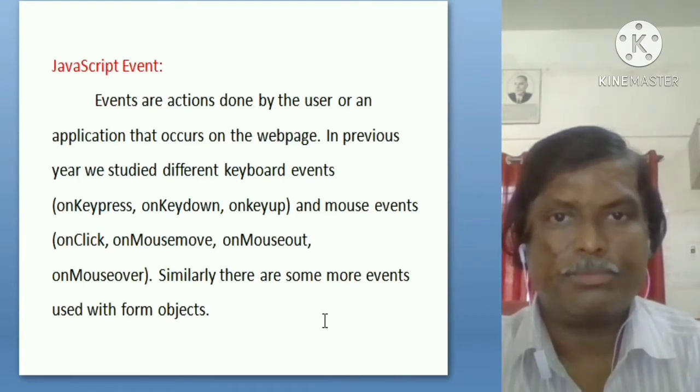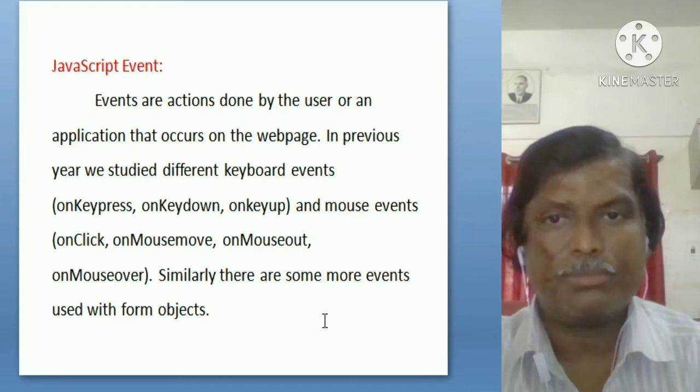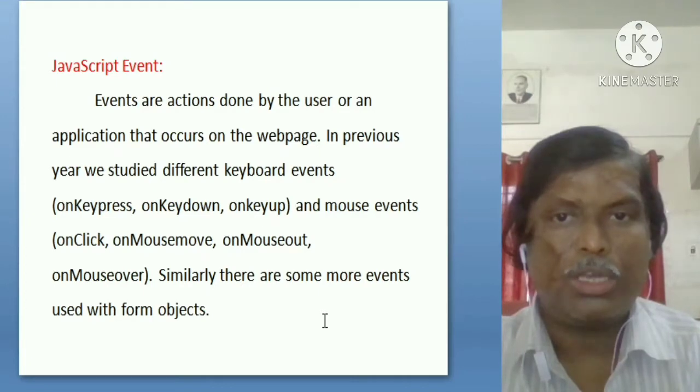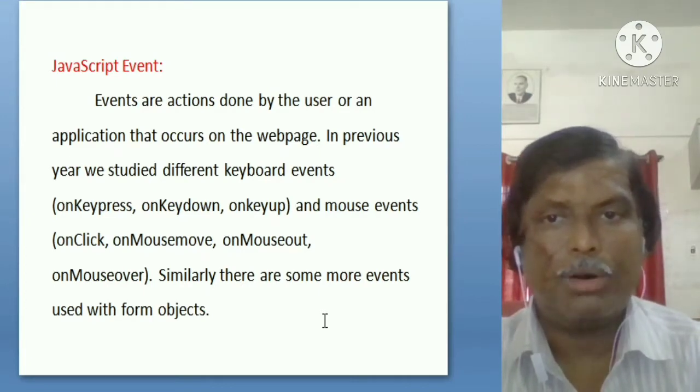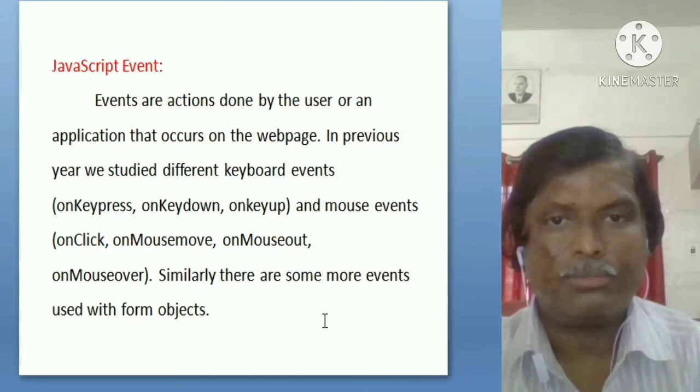Events are actions done by the user or an application that occurs on the web page. In previous year, we studied different keyboard events like onkeypress, onkeydown, onkeyup and mouse events onclick, onmousemove, onmouseout, onmouseover. Similarly, there are some more events used with form objects.